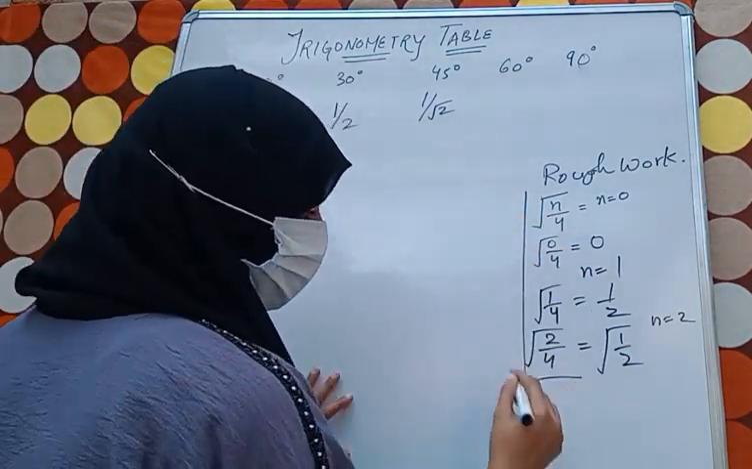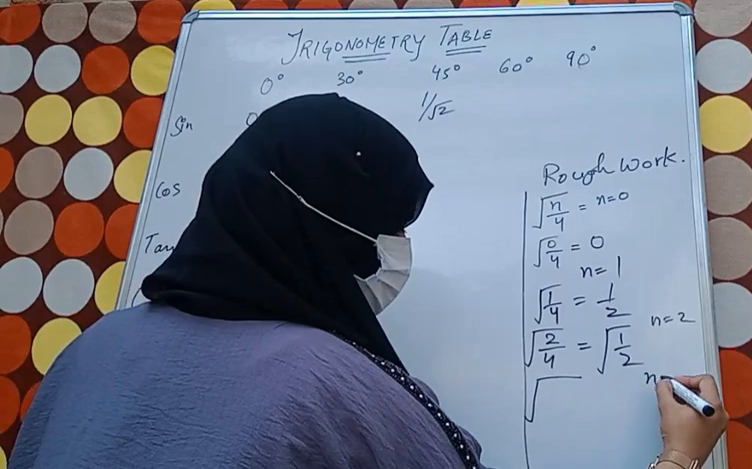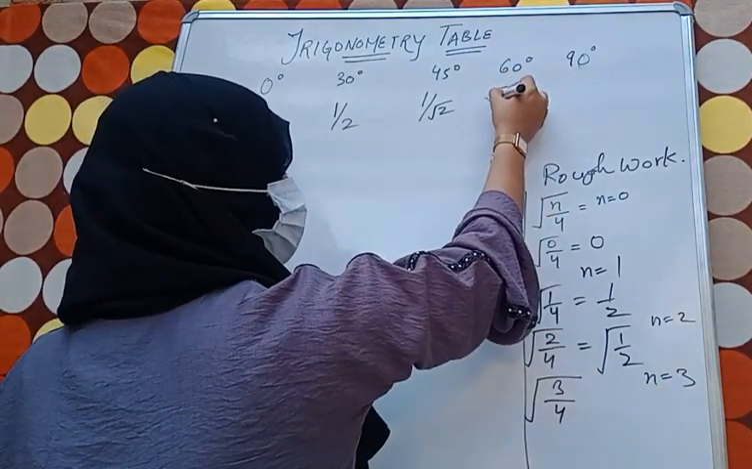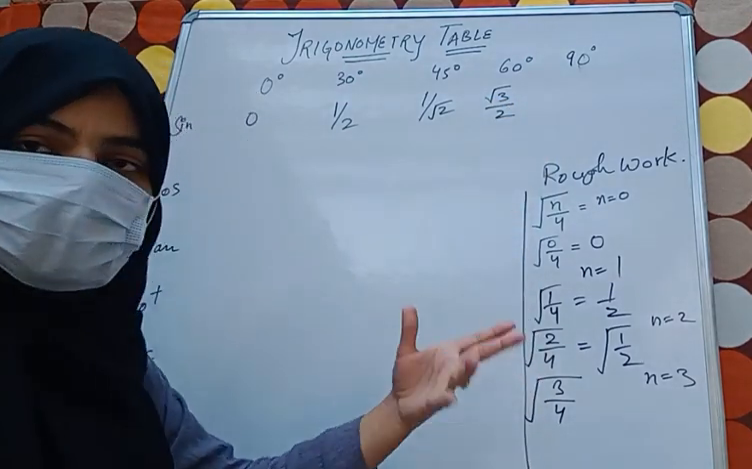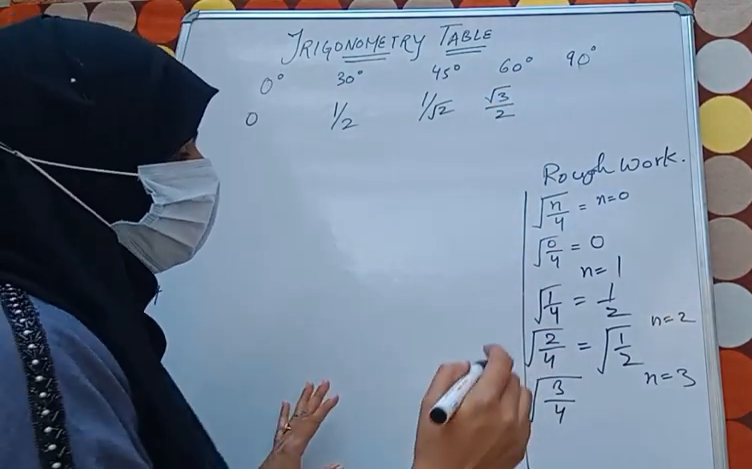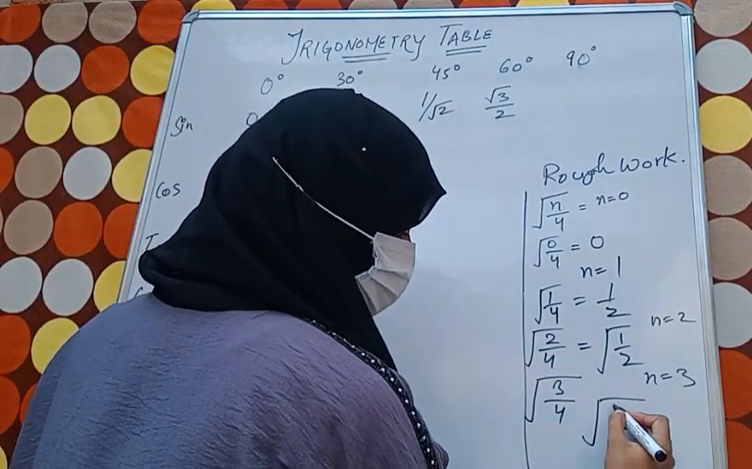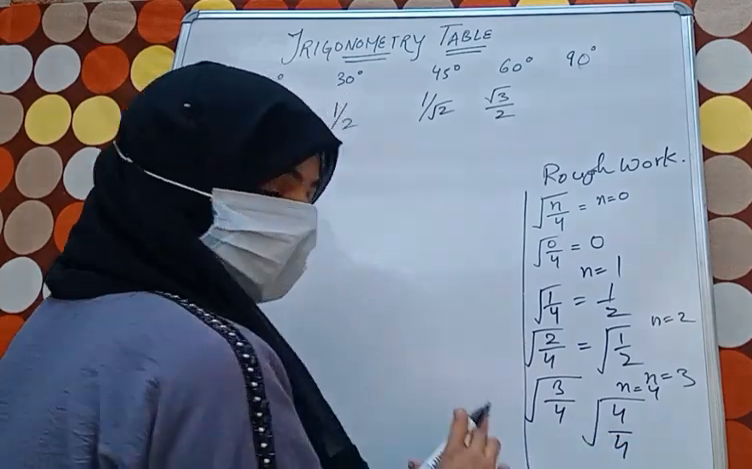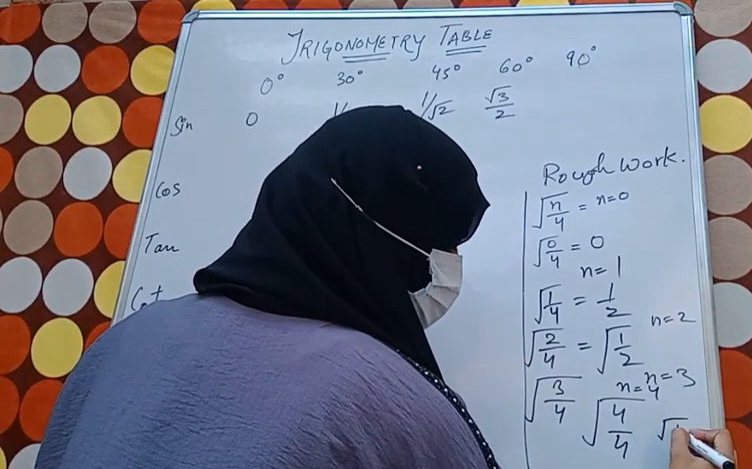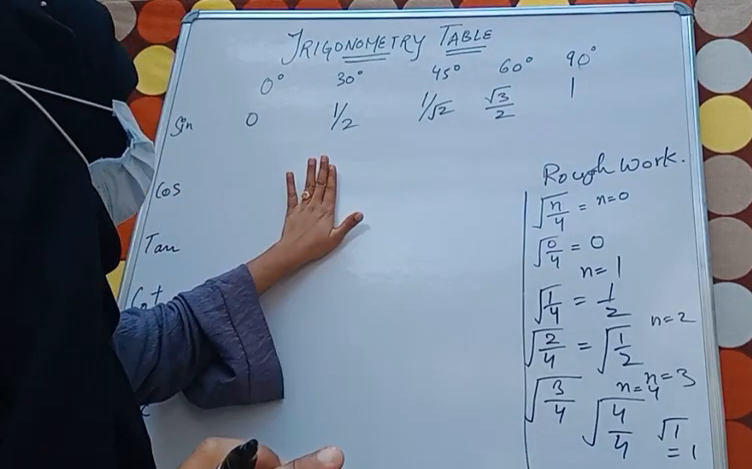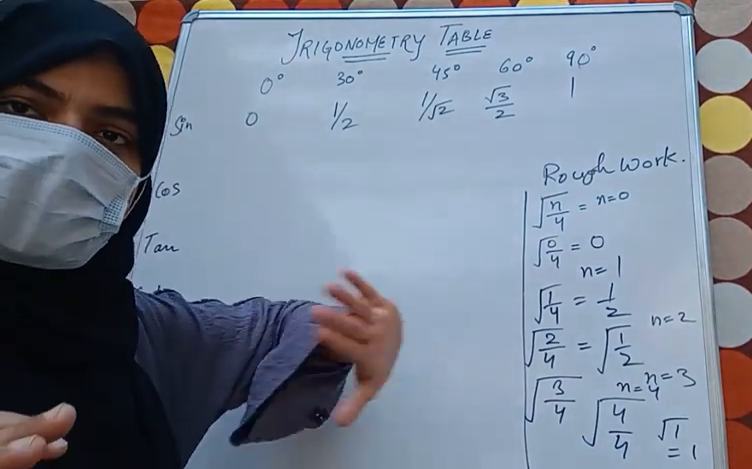Now n goes to 3. So 3 upon 4 will give root 3 upon 2, because 2 twos are 4, so the 2 comes out and root 3 remains. Now we take n as 4. So 4 upon 4 gives 1, and we all know the square root of 1 is equal to 1. Now our sine values are created.